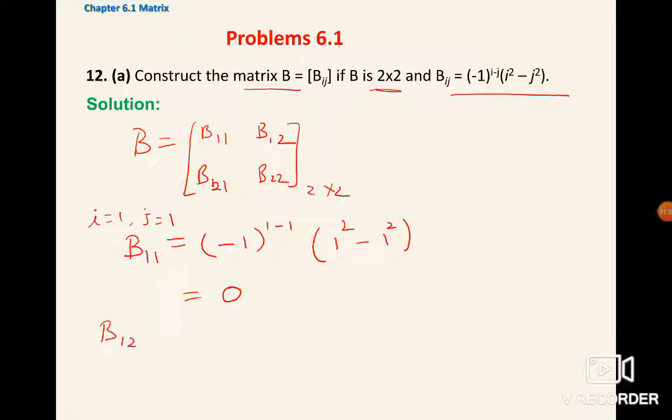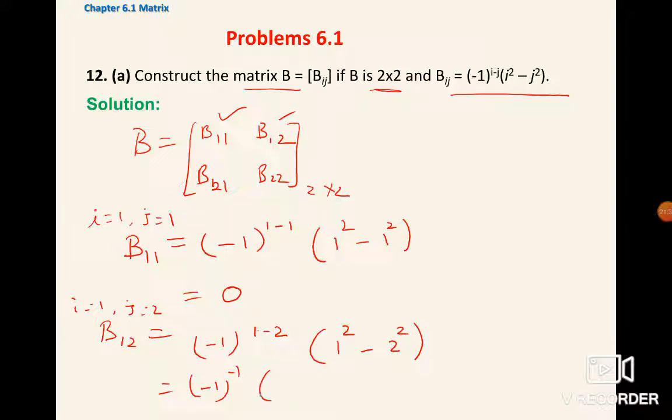What is B12? The second element. B11 has been found, and we are finding B12 now. What is the case? I is 1, J is 2. So negative 1 to the power 1 minus 2, and 1 square minus 2 square. What do you get here? Negative 1 to the power negative 1, which is negative 1, and here 1 minus 4, which is negative 3. Negative 1 and negative 3, the answer is 3. So the second element is 3.